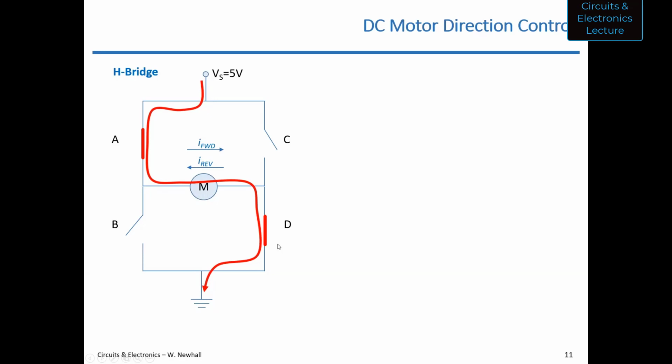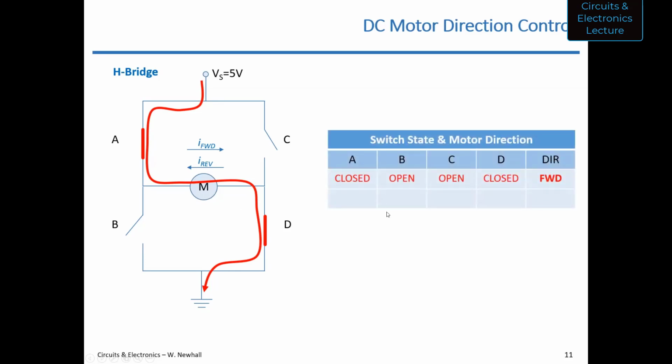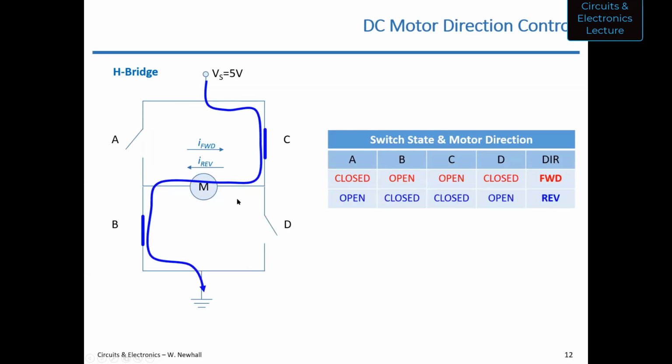Okay, and so we can build a table to do this. This table will be useful when I talk about using transistors to do this. So in order for the direction to be forward, close A, open B, open C, close D. To spin the motor in the opposite direction, well, do the opposite. Close switch C and close switch B, and you get current flowing down from the source through the motor in the opposite direction.